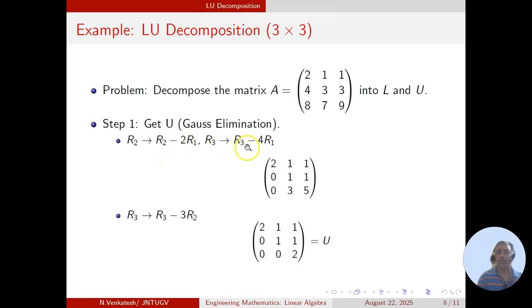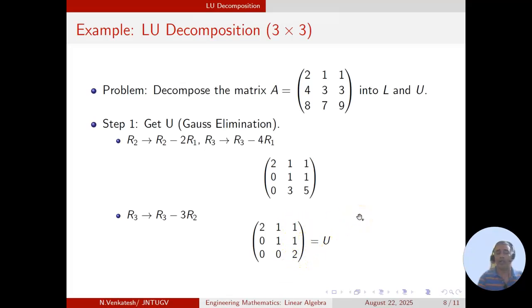And once you do that operation, this is the matrix that you are going to get: 2 1 1, 0 1 1, 0 3 5. You consider the second row second element as the pivot element, that is 1 here, and again you need to make all the elements below that main diagonal 0. To make that, we have to consider the multiplier 3, and then perform the operation R3 equals R3 minus 3R2. So we are going to get this upper triangular matrix.